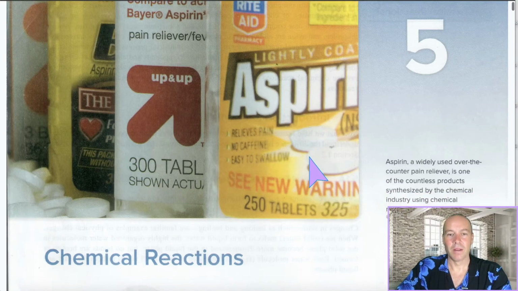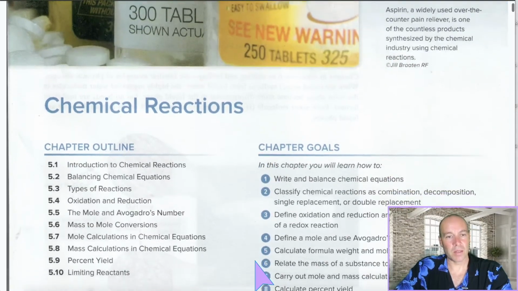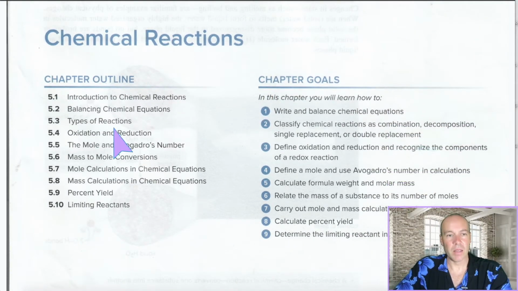So this chemical reaction is important in the pharmaceutical industry, and there are countless other chemical reactions that are taken advantage of by drug companies as well. And in this chapter, we will discuss reactions in pretty good detail. In this first video, we cover sections 5.1 through 5.3. In the next video, we get into oxidation and reduction. In the last 2 or 3 videos, we'll deal with the mathematics of chemical reactions.